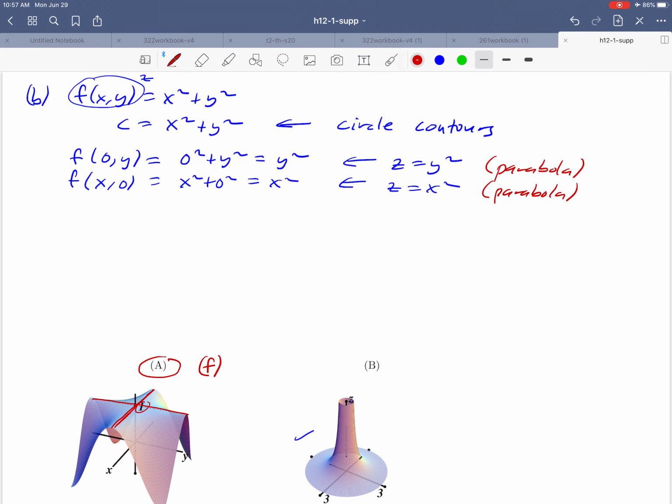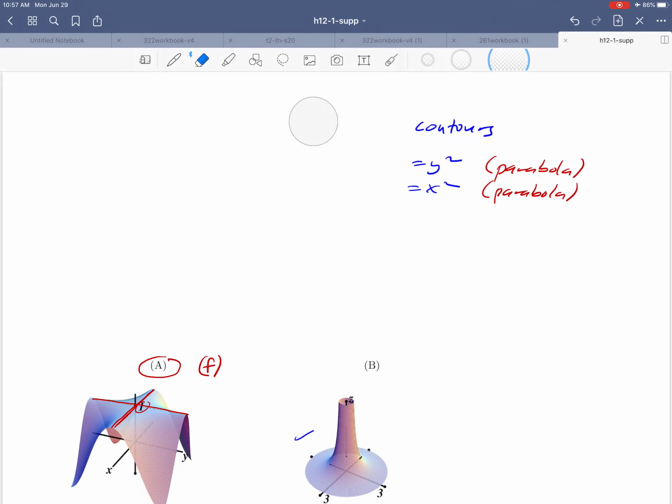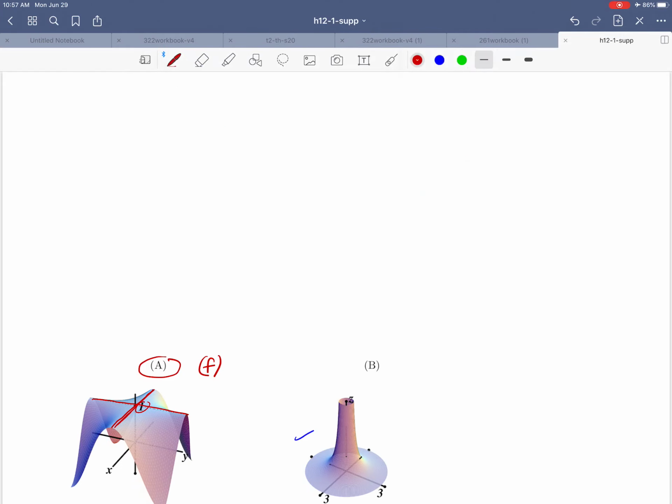Okay, let's maybe do one more together. So again, we'll get rid of this. And I'm going to pick f of x, y equals 4 over x squared plus y squared. Now we could use an analysis of cross sections or contours again. Let's maybe start with cross sections where we make c the z value equal to a constant. We take this equation and just play with it a little bit.